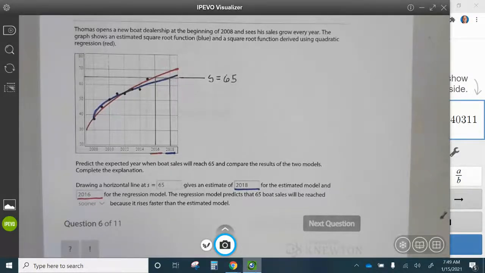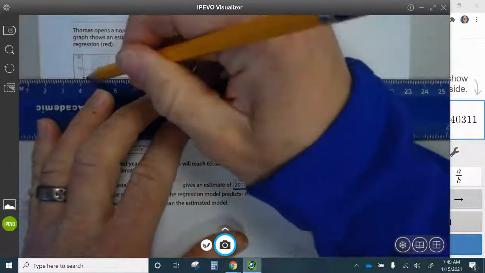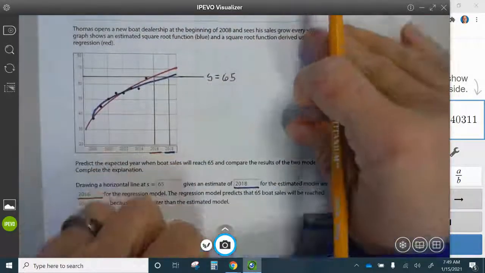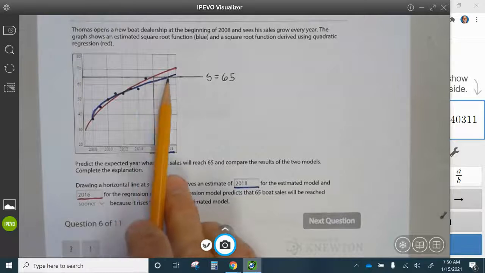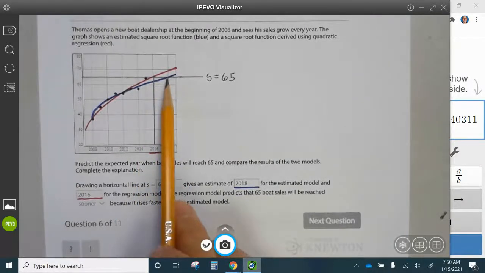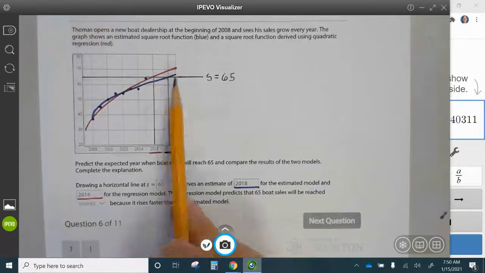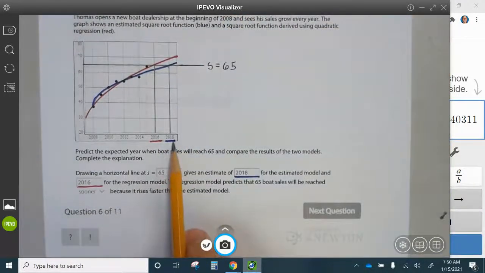Complete the explanation. Okay. So real simple, what you're going to do is draw a horizontal line at 65 right here. Okay. And then you look where that horizontal line intersects the two graphs. Now, you can see here that it intersects the blue line here. So then you draw a line vertical down, and you can see that it's at 2018.